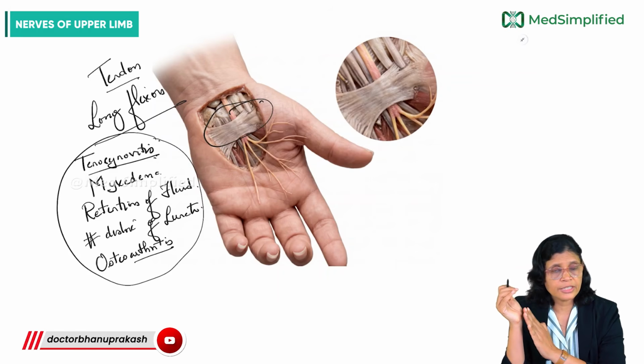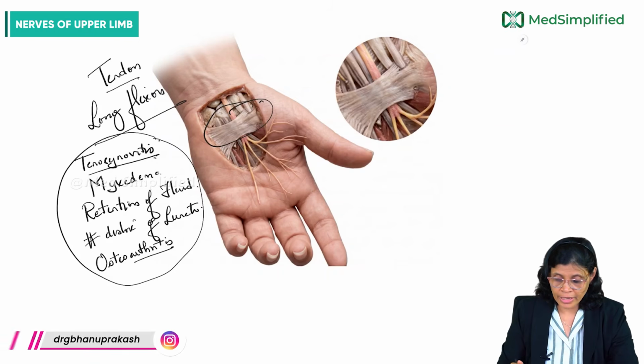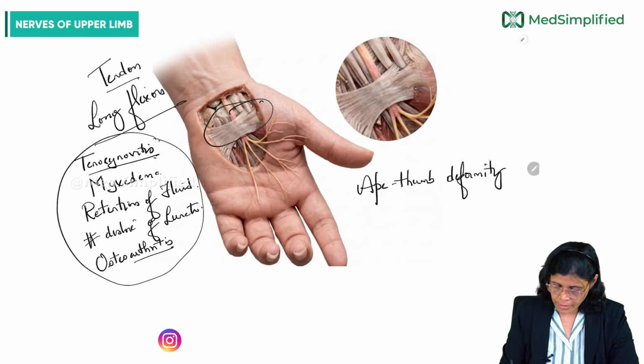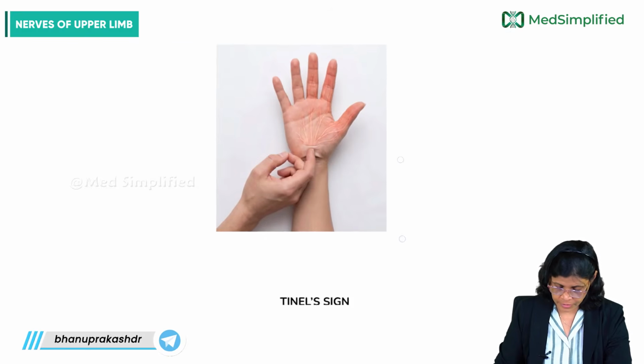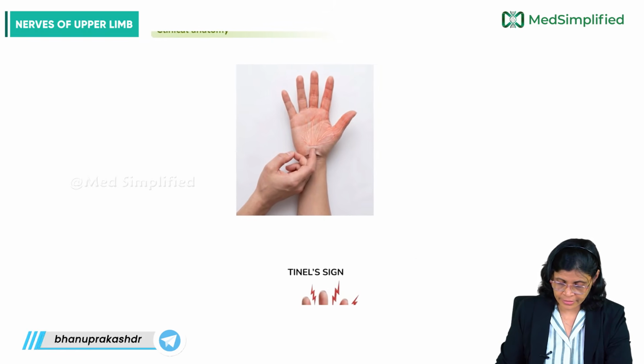So if this condition is left untreated, what can happen then? Because of the involvement of the thenar muscles, the thumb will result in an ape hand deformity, where there is lateral rotation and adduction. So that is what we see. So we can see ape hand deformity in median nerve injury or compression in the carpal tunnel. So there is also the Tinel sign. So there is a positive Tinel sign. This is how we test for the carpal tunnel.